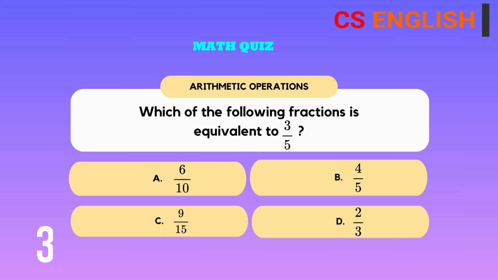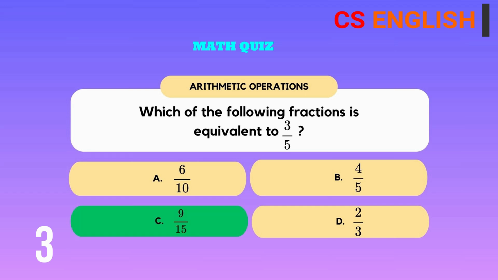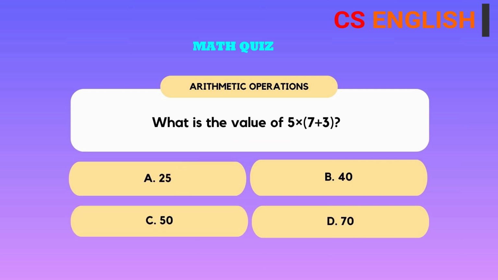Which of the following fractions is equivalent to 3/5? A. 6/10. B. 4/5. C. 9/15. D. 2/3. What is the value of 5 times the sum of 7 and 3? A. 25. B. 40. C. 50. D. 70.